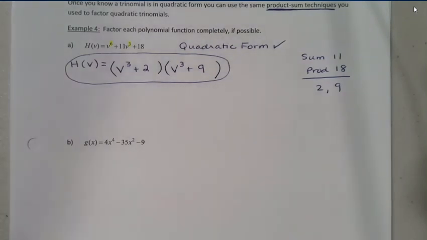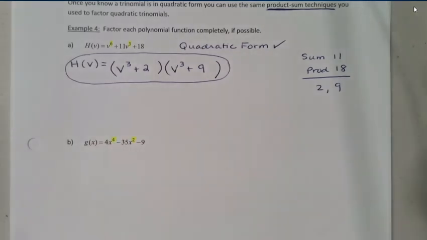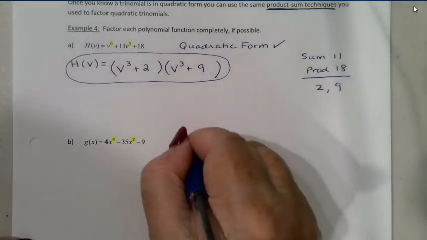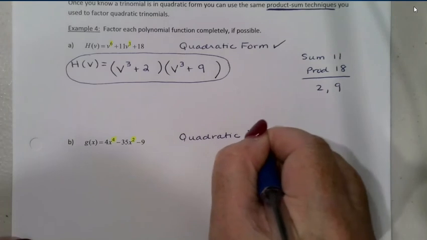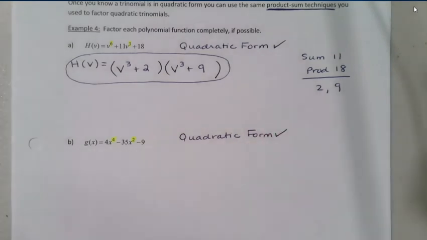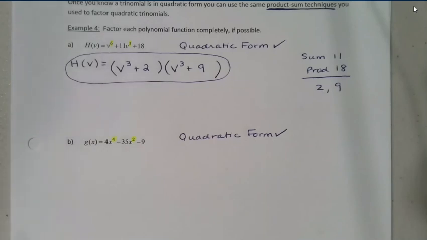All right, what about b? Trinomial again. Is it quadratic form? Well, yeah, the first power is exactly double the second one. So yes, we are looking at quadratic form. Now this one, with the leading coefficient that's not 1, we have to go through a little bit more work to get the factored form.